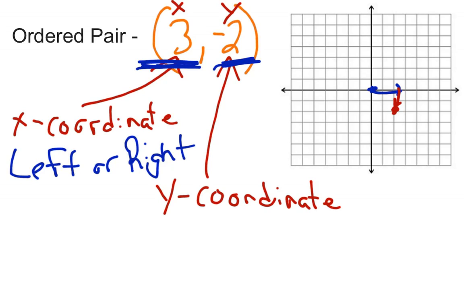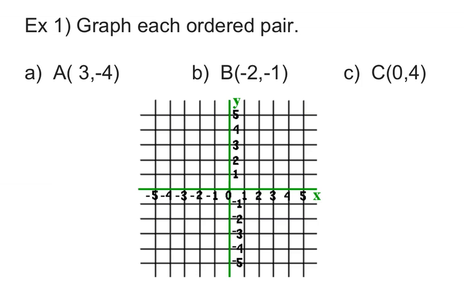Okay? So finally, if I take away all my arrows, what ends up happening is move over 3, go down 2, and you end up getting your point right there. And that's how you do an ordered pair. Okay, here's 3 for you guys to try. Point A, point B, point C. I want you guys to pause the video, put those 3 points on the coordinate system. Go ahead, pause the video, give it a try.